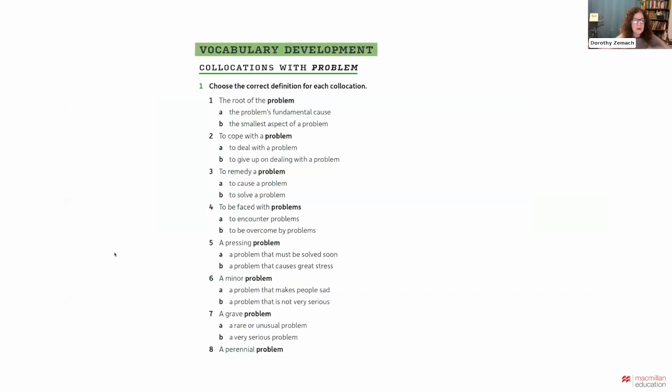The vocabulary then works in both directions. So we have vocabulary collocations around problems. They can use this in their writing, but they've seen it in the reading.